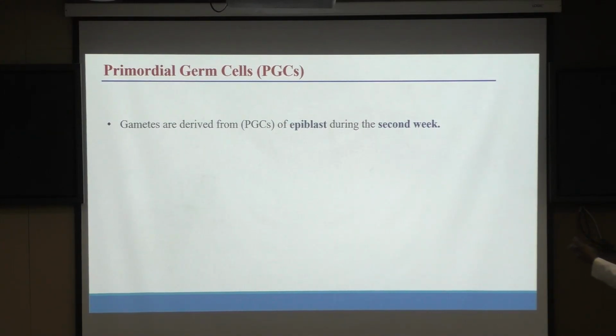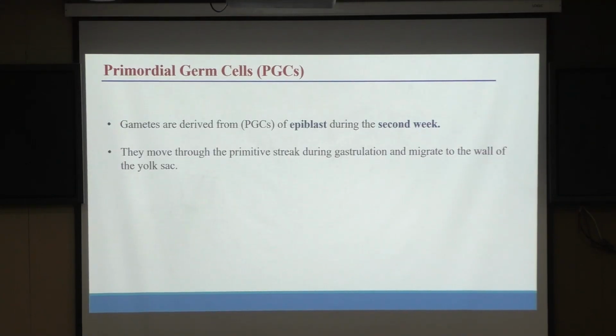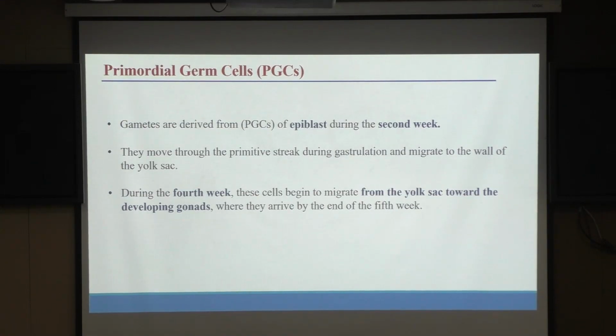Now, these primordial germ cells should go and reach which organ? Gonads, right? In case of female, it has to reach the ovary. In case of male, it has to reach the testes. Fine. Now, the migration starts. There is a groove called the primitive streak, and these cells get into the groove and then into the yolk sac, right? So the primordial germ cells, which are derived from the epiblast cells, get into this yolk sac and start moving. During the 4th week, these cells begin to migrate from the yolk sac towards the developing gonad, right?